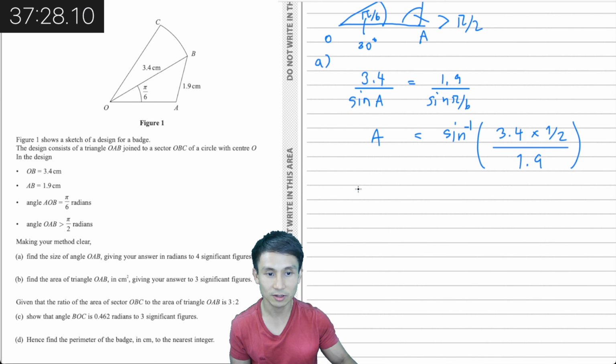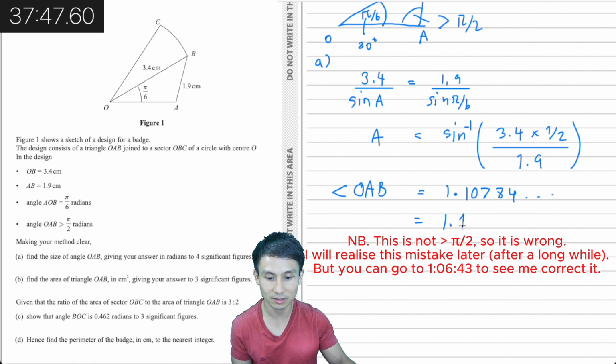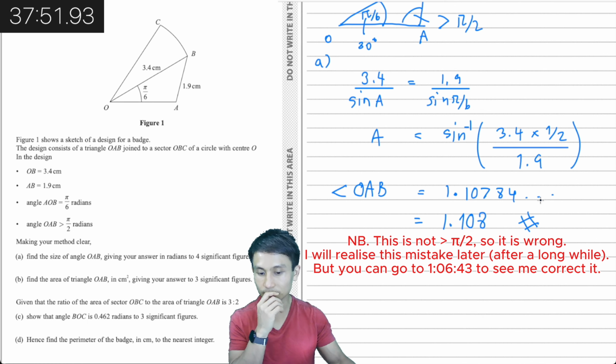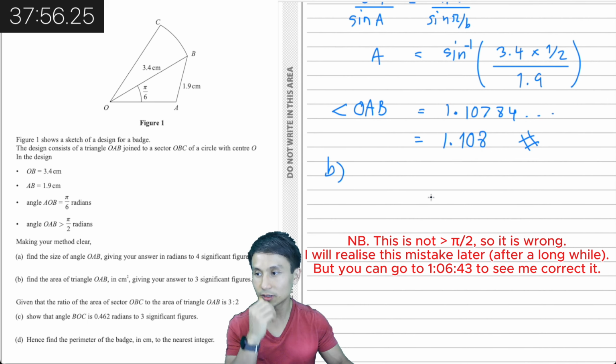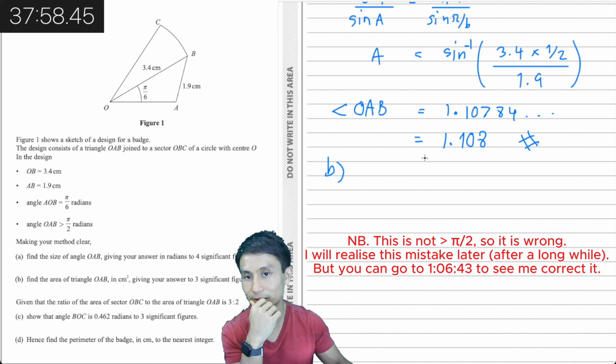So this angle OAB is equal to 1.108 to 4 significant figures. I'm going to do 1.10784... first, and I'm going to just conclude that it is that, to 4 significant figures. All right. And then we find the area of triangle OAB.